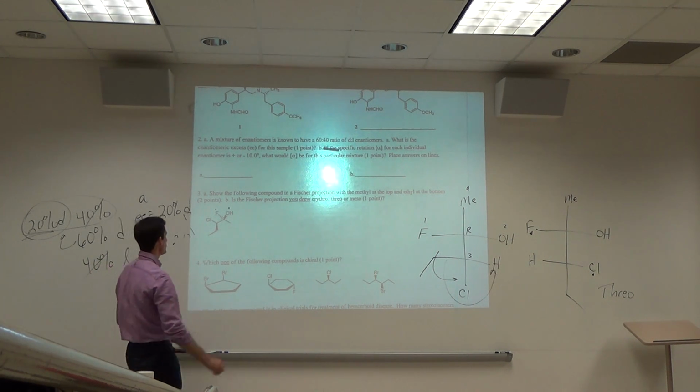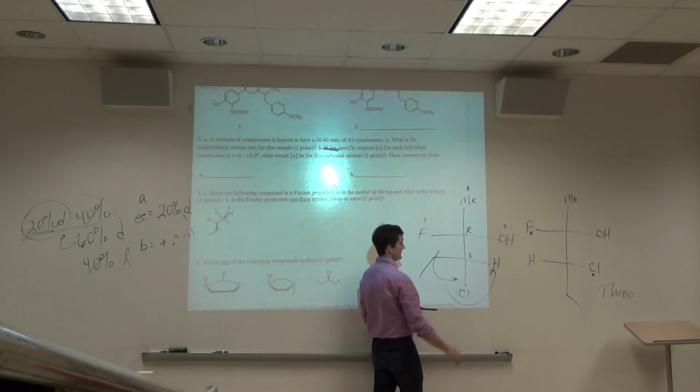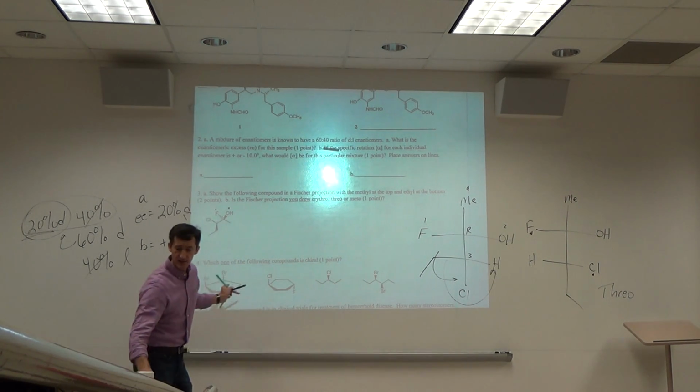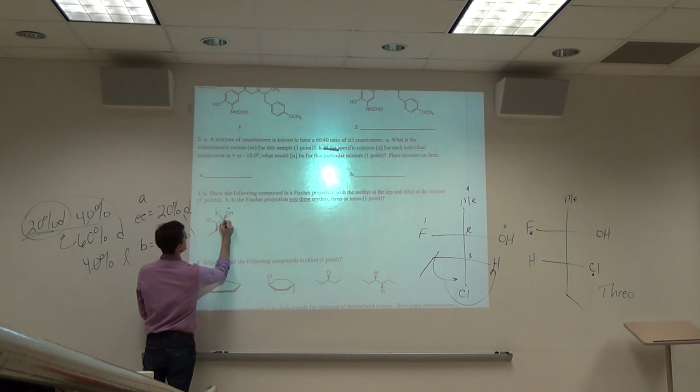If this was easier to do right here, you could say, okay, it's R, and then you could come over here and say, yes, it's R. Let's look at the next carbon. Maybe it's easier to do here. What is this? We said this was R. What's this one over here?